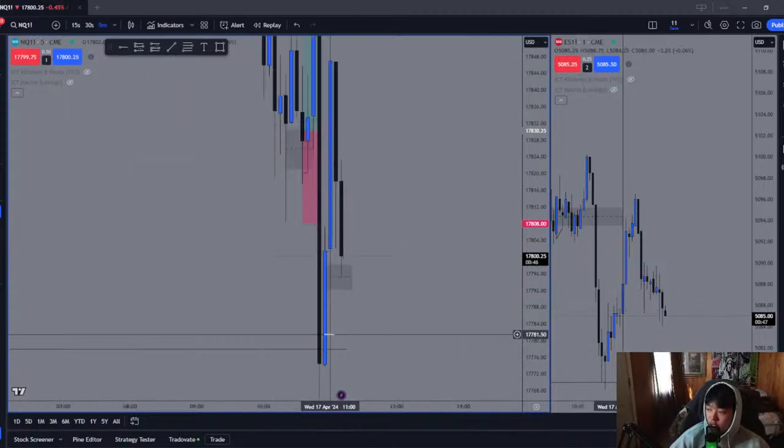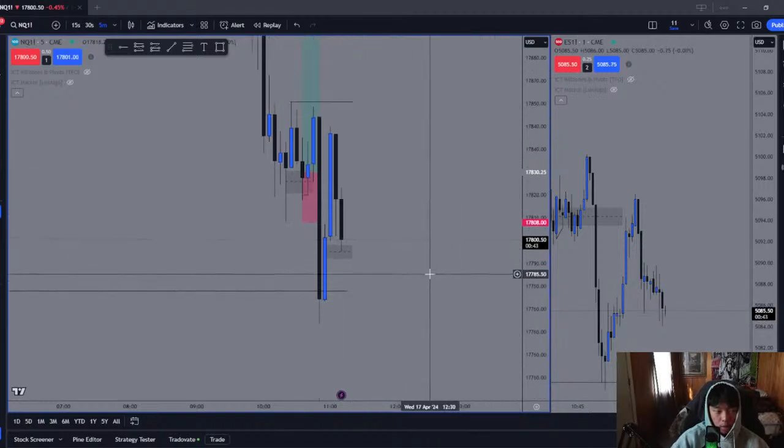Don't get trapped in consolidation. Yeah, exactly. I don't want to trade right now. This just looks terrible.